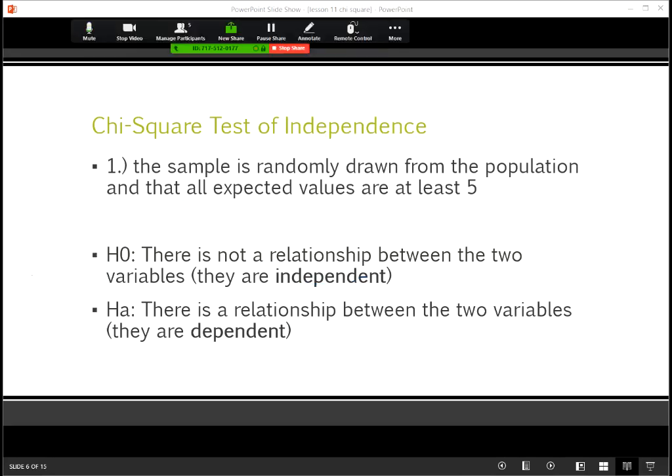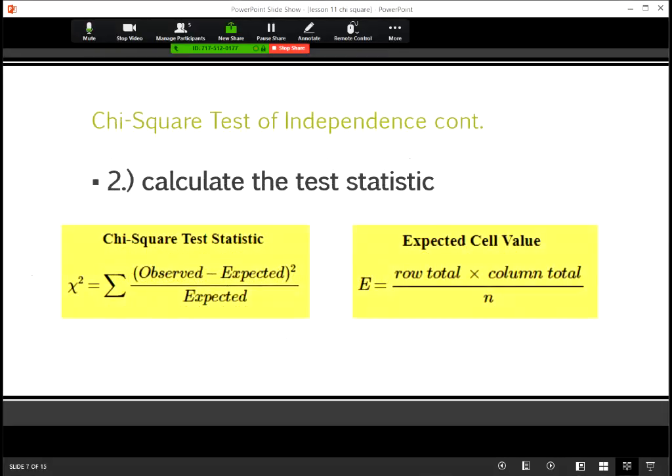All right, our second step is always to calculate the test statistic, and like we talked about earlier, we won't go too much more into it. It's our chi-squared, the test statistic that we use in these tests. Once again, this is the sum of the observed minus expected, squared, divided by the expected. And this E is telling you the expected cell count.